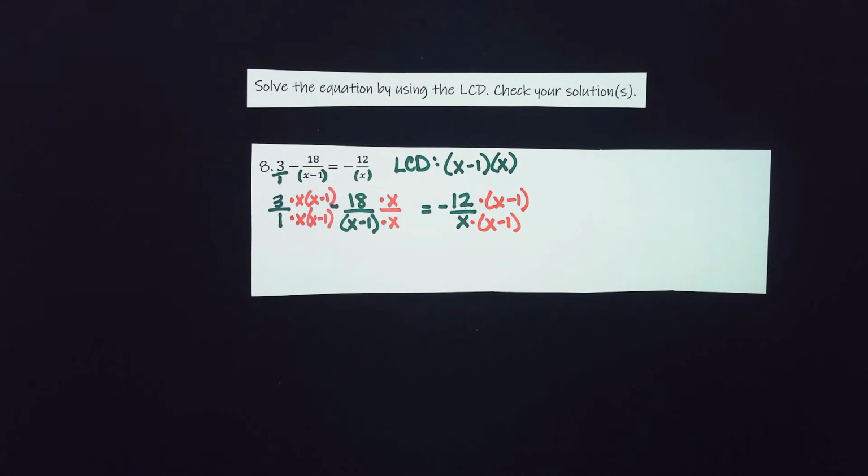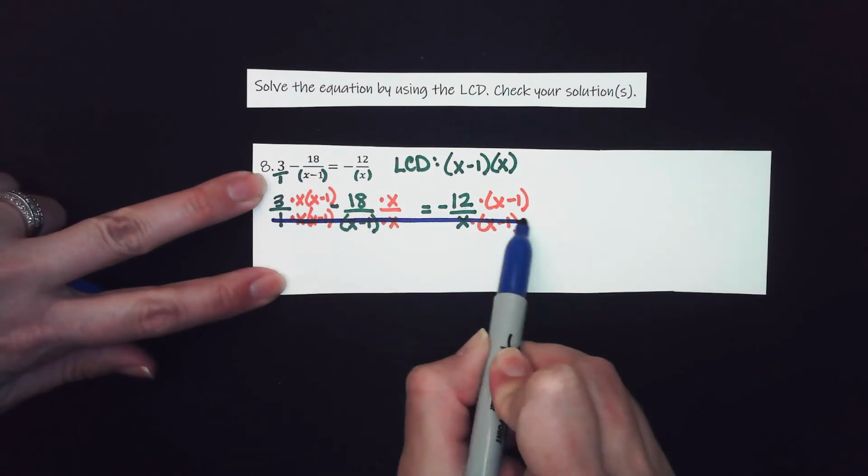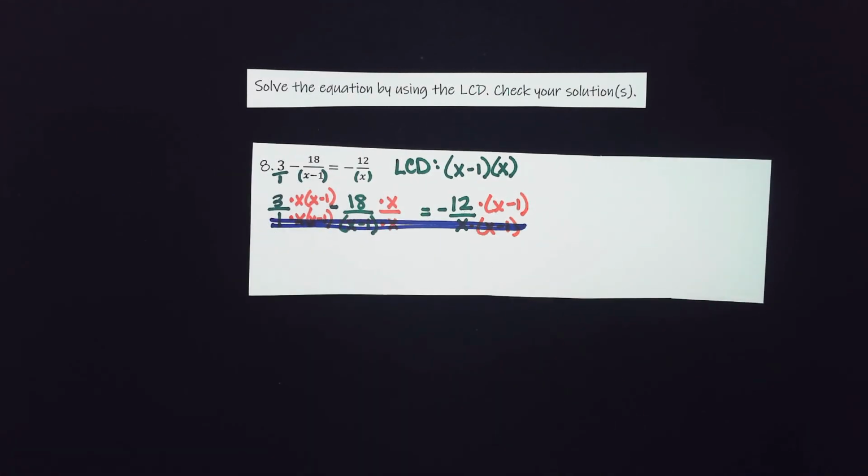Okay? So all my denominators now are x minus 1 times x, or you could say x times x minus 1. So all of these are the same now, so we'll kind of ignore them, because we can multiply everything by our denominator, and then the denominators cancel out. So let's go from here.